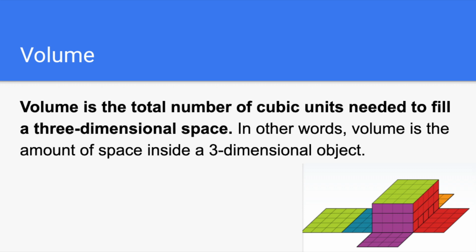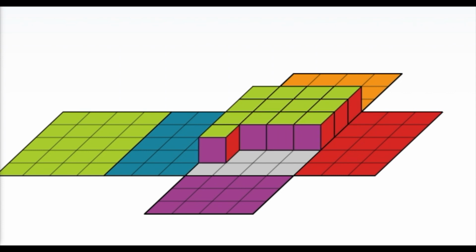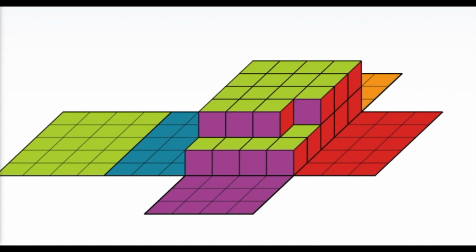The volume is the amount of space that is inside a three-dimensional object. So imagine I ripped apart the box so I could see inside. It might look something like this. To find the volume, I would need to figure out how many cubic units fit inside the entire box.